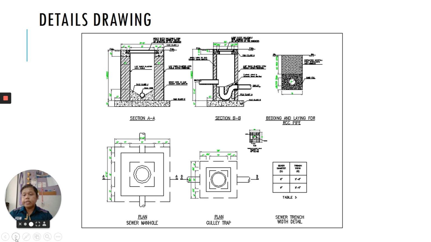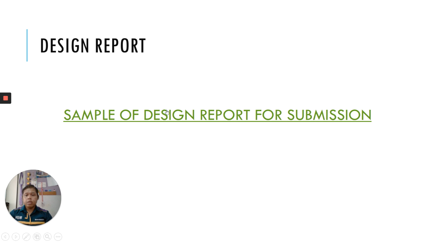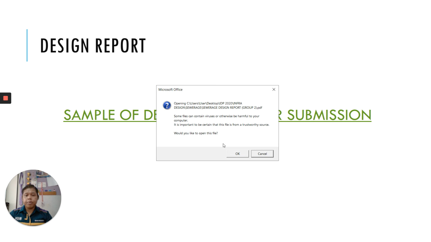This is the detailed drawing that you have to include so that we know the sewer manhole dimension, the trap, the sewer trench, and the cross sections AA and BB, then the bedding and its depth. This is another detail about the connection, and how they discharge from the building to the sewerage line. So this is the sample of the design report.